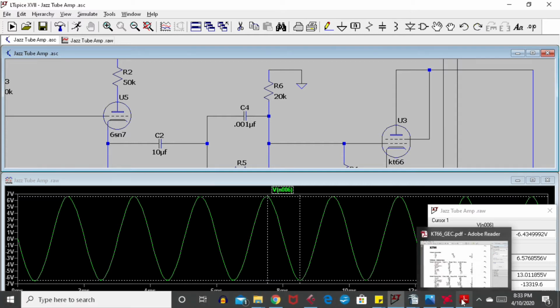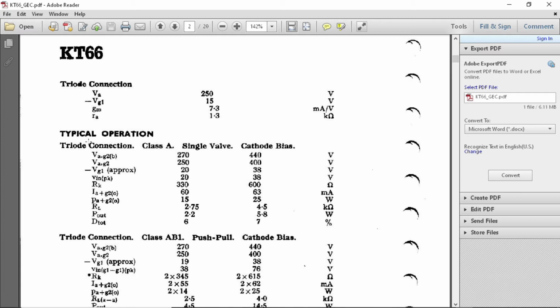And this should also help out our wattage. So let's just go over the data sheet here. So again, this is for a triode connected Class A single valve cathode bias KT66. Now it'll give you two columns of parameters. The first column is where you're operating at 270 volts, the column next to it is 440 volts, which is closer. We're going to do about 420 probably. So this is closer to what our operating points are going to be.